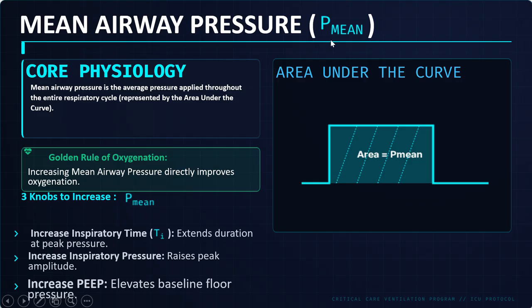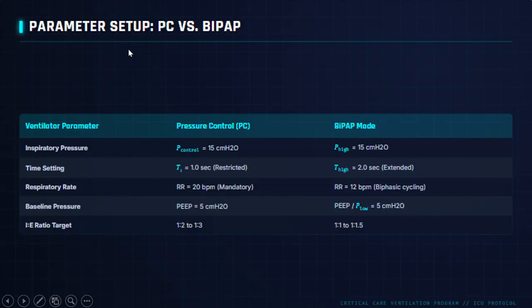Mean airway pressure: we discussed before how we can increase mean airway pressure. Mean airway pressure is the average pressure applied throughout the entire respiratory cycle, represented by the area under the curve. The golden rule to improve oxygenation: increasing the mean airway pressure directly improves oxygenation. You can increase the inspiratory time, you can increase the inspiratory pressure, and you can increase the PEEP to increase the mean airway pressure.